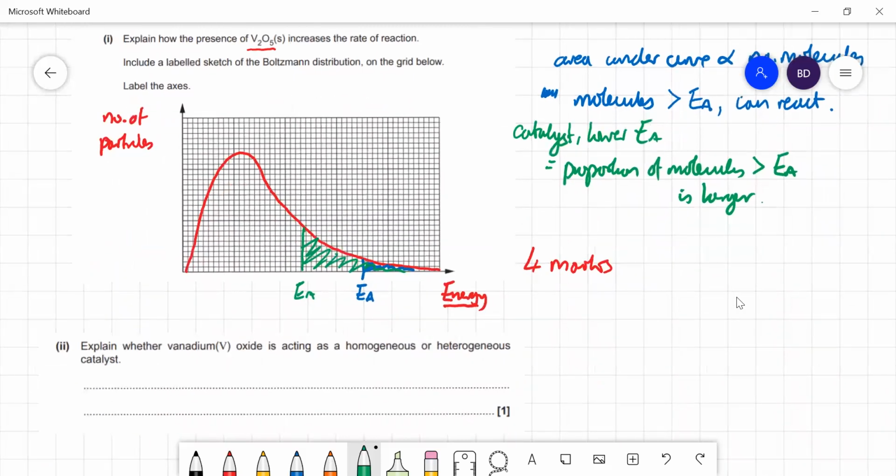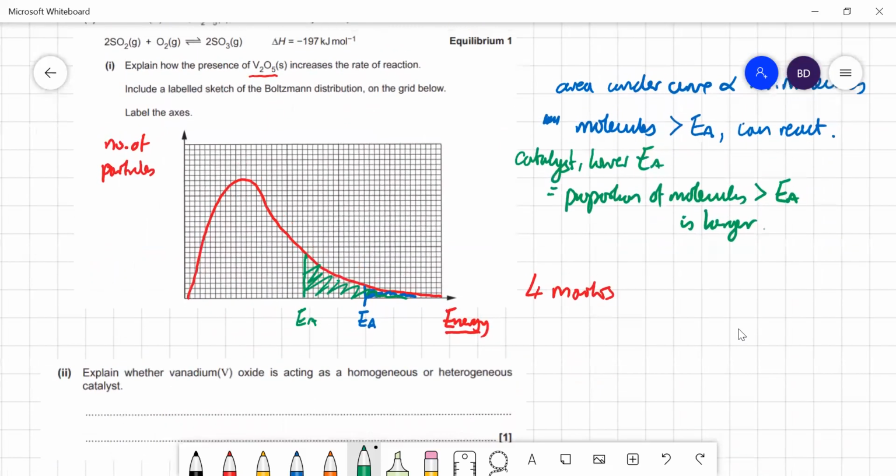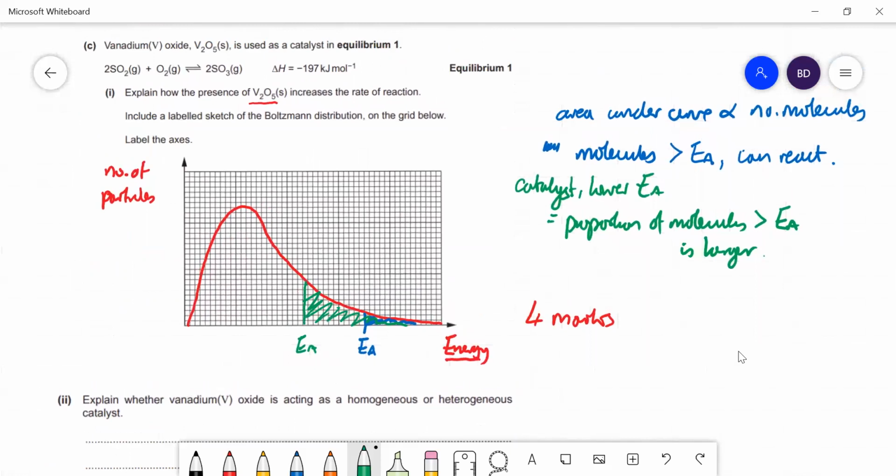Right, okay, explain whether it's acting as a homogeneous or a heterogeneous catalyst. Well, if we look here, vanadium 5 oxide is a solid, and all the reactants and products are gases, so they're in a different phase, so it is going to be heterogeneous.